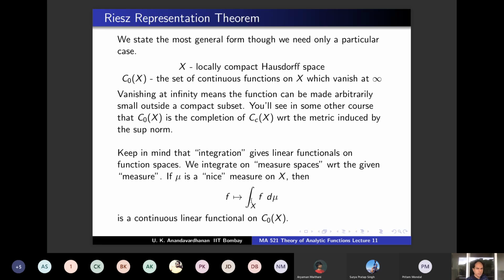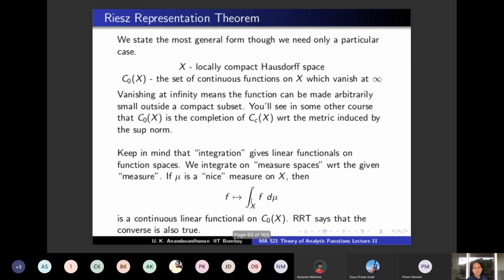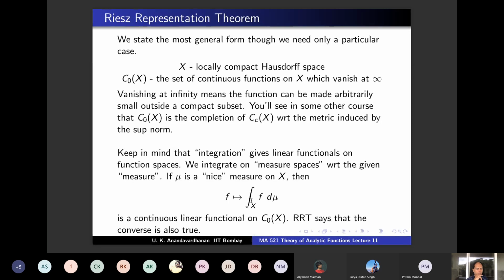This is not the Riesz representation theorem. This is kind of easy to check. So given C0(X), you can write down an obvious continuous linear functional, which is just integrating f with respect to the measure mu, integral over X of f d mu. This is a continuous linear functional. The Riesz representation theorem says that the converse is also true. Any continuous linear functional on C0(X) is given by a measure uniquely.